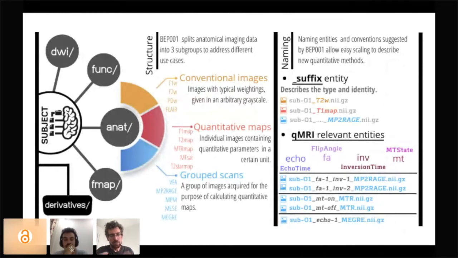So in addition to those weighted images, T1, T2 weighted, PD weighted, we now also have the quantitative maps. So the output of these qMRI models that really gets to these physical measurements, or these physical parameters underlying the signal, and grouped scans. And grouped scans, I think, is the most important one and the most difficult one, because those form a way of describing data that comes out of qMRI protocols. So data like MP2RAGE, MPM, but also, for example, multi-echo gradient images, where you go from a short echo, where you're mostly PD weighted, to a long echo, where you're mostly T2 star weighted.